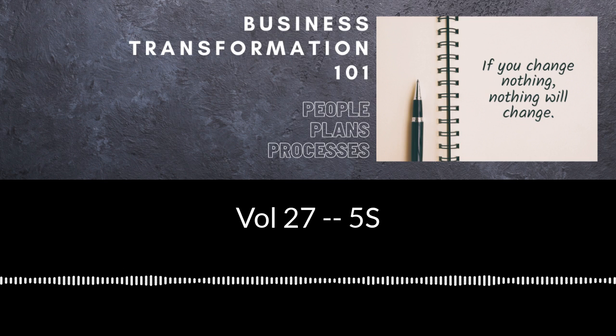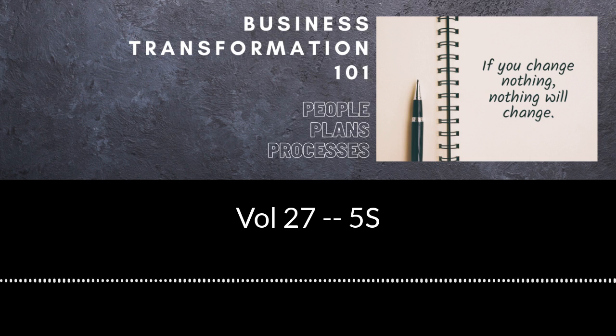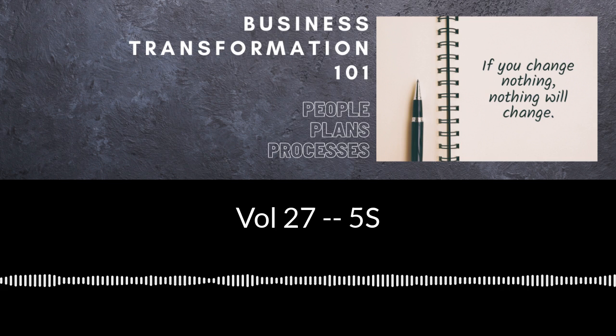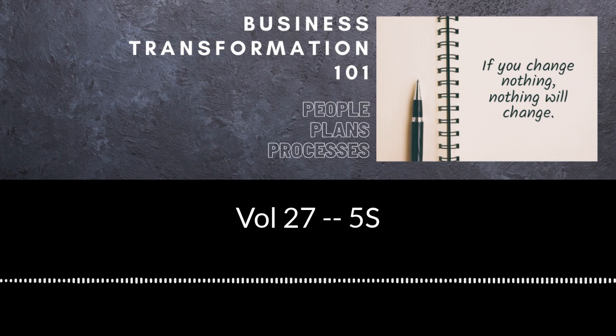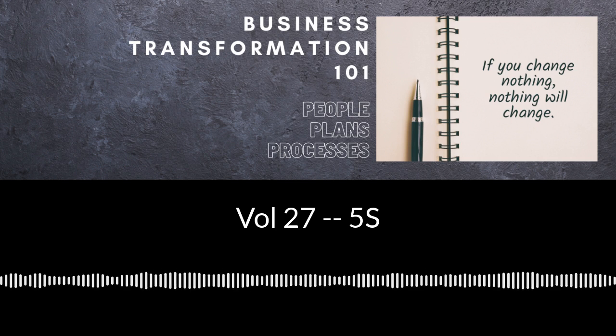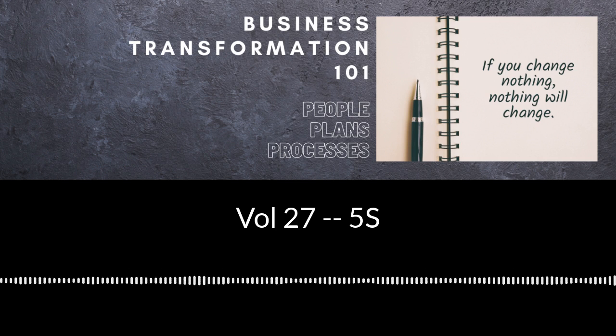The second S is set in order. The objectives for the set in order phase are organizing items and materials so they are available and easily accessible, providing simple visual confirmation that all necessary items are available. The actions to meet the objectives are place tools and other necessary items in locations that are easily accessible by the operators using the tools and items.